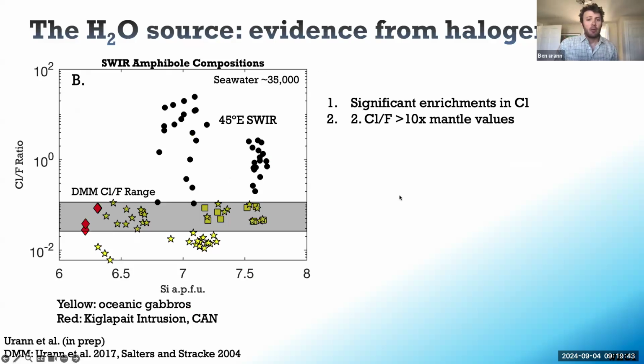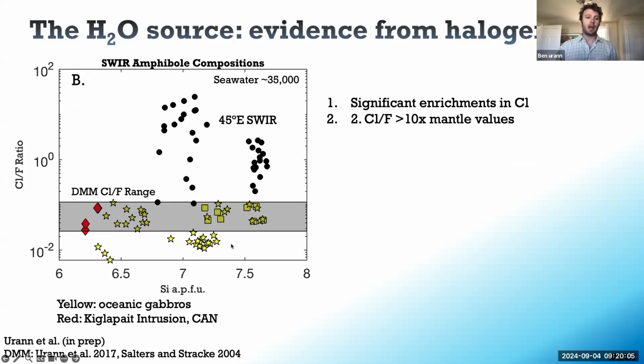The next thing we can look at, which I spent quite a bit of my PhD focused on, is halogens. That is fluorine and chlorine, which we can use as another proxy to assess the source of water in our amphibole. Now, previous studies have shown that the mantle chlorine-fluorine ratio has a fairly narrow range, which I've plotted as this gray box on here. And in general, they're quite low.